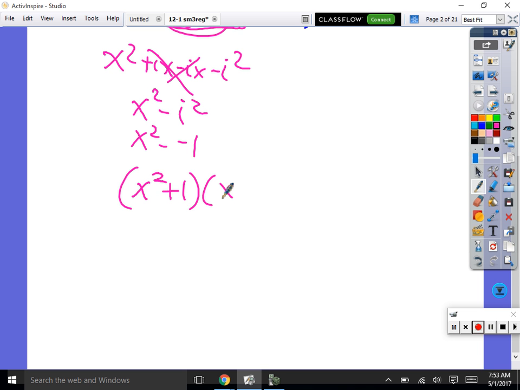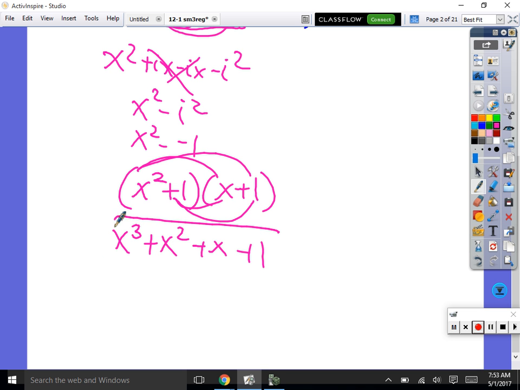one was x plus 1 or x minus 1, it doesn't matter. And then we would multiply this out, so x cubed plus x squared plus x plus 1. And now we've created a polynomial that has 3 roots where 2 are imaginary and 1 is real. All good? That reminds you of what we learned in the first unit of the year. Been a long time.